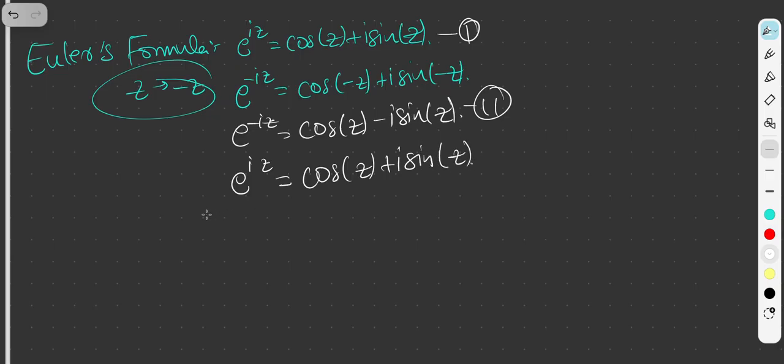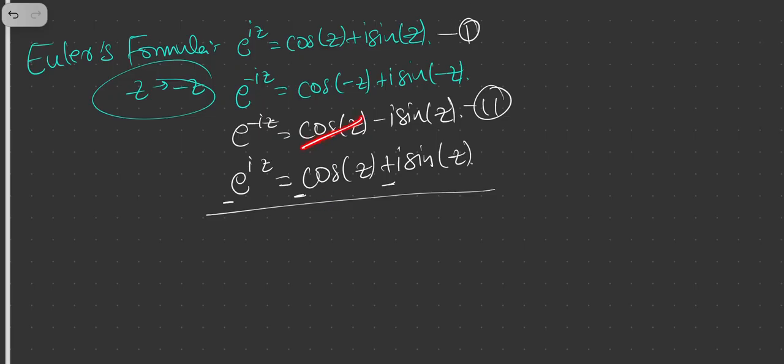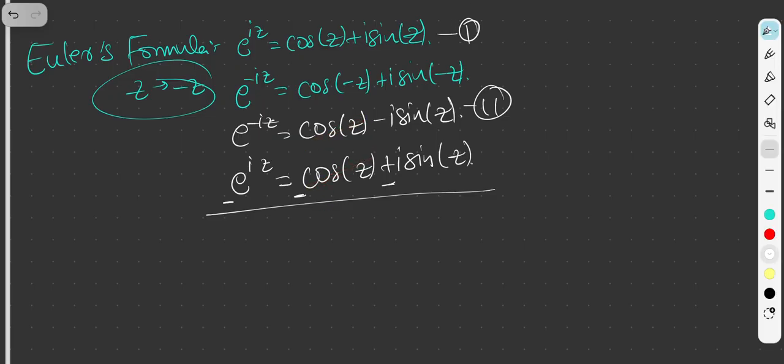Okay, what I'm going to do here is subtract the two equations. So subtracting the two equations, minus, minus, and minus, right? Take a look at this. Cosine of z minus cosine of z, we would be getting rid of that. So it's e to the minus iz minus e to the iz equals minus i times sine of z minus i times sine of z.